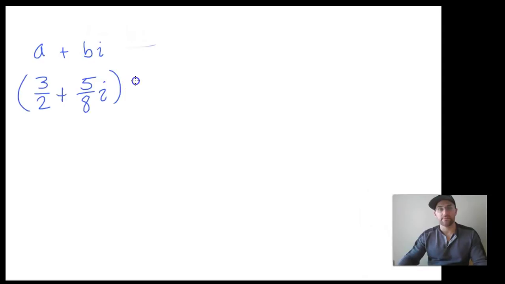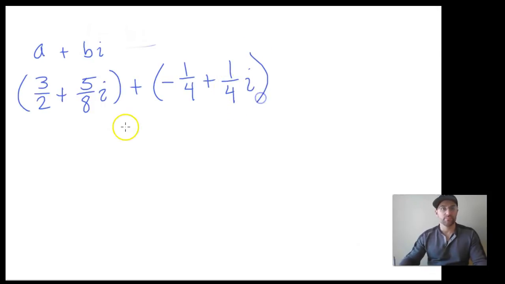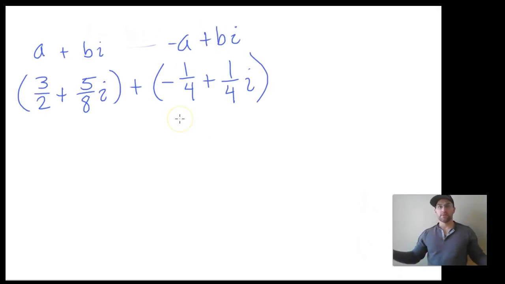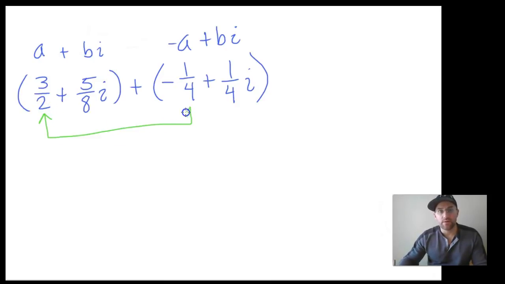So when we add that to negative 1/4, positive 1/4 I, this is also A plus BI. Now it's negative A, right? No problem. And we remember when we add complex numbers, all we do is we take the real part, here's our real part, and we add it to the other real part. We take our imaginary part, right here, and we add it to the other imaginary part, right?